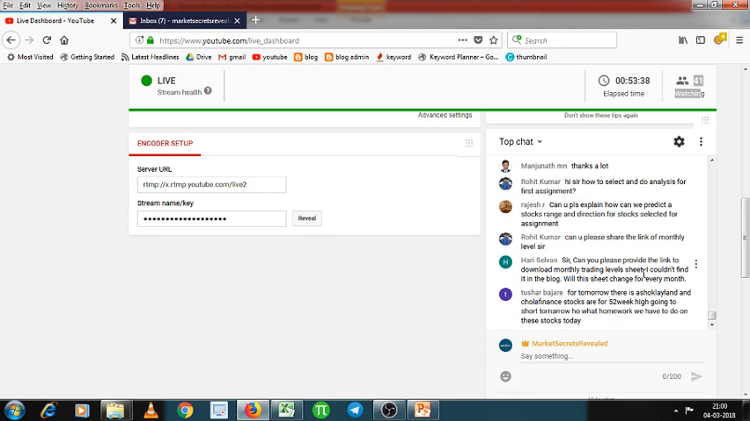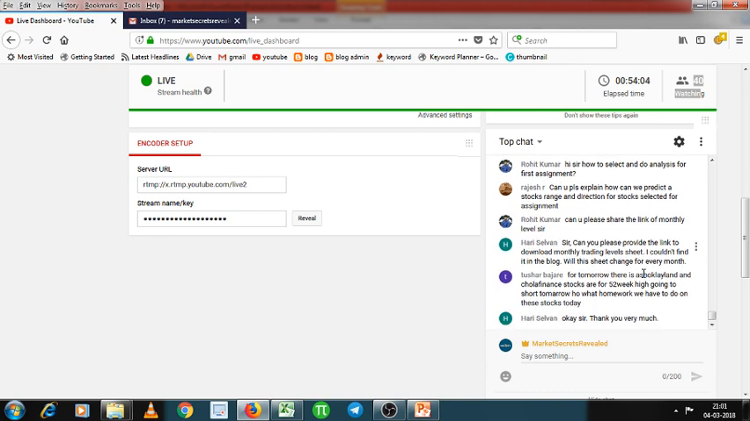And back to Tushar's question. For tomorrow, there are Shriram and Chola Finance stocks at 52-week high, going to short tomorrow, and we have to do the whole homework for the stocks today. Okay, to rephrase this question, I think we have filtered down the stocks Chola Finance and the other one based on the 52-week high strategy today.